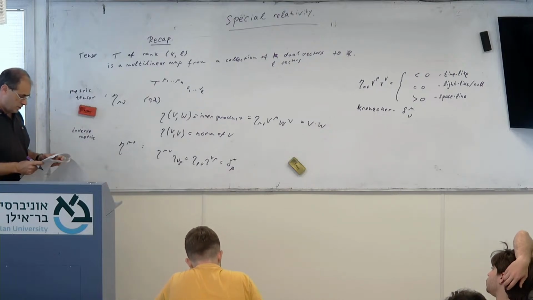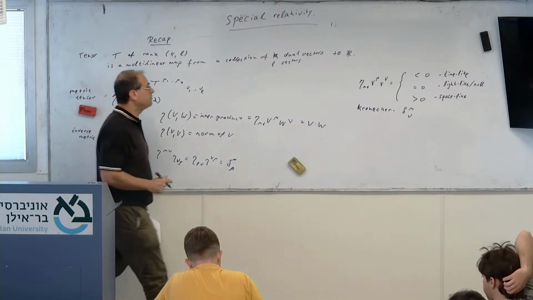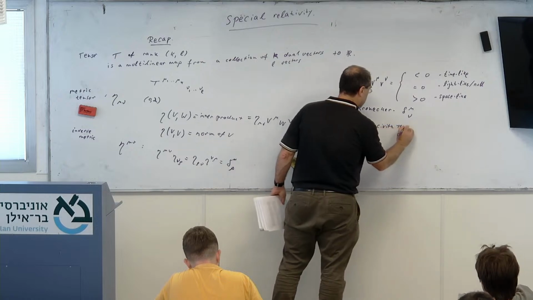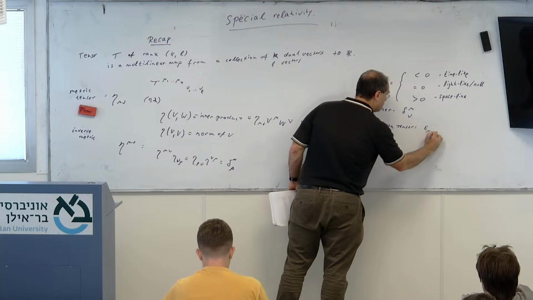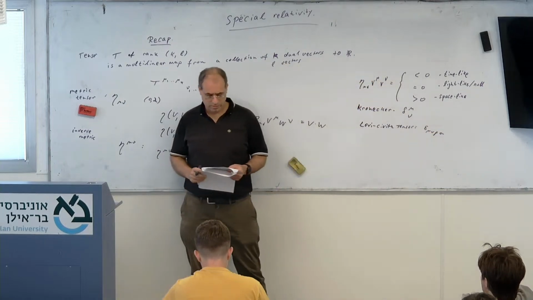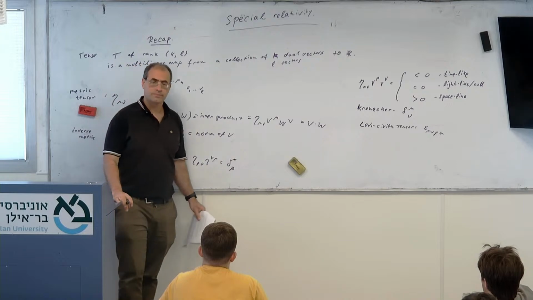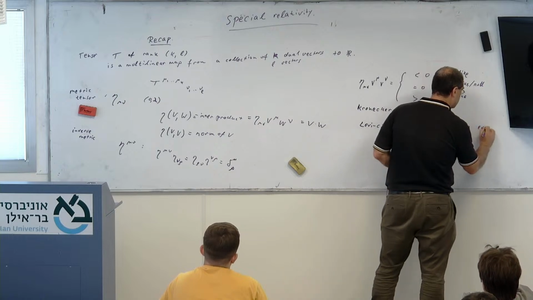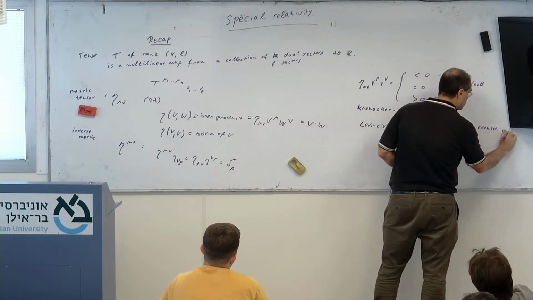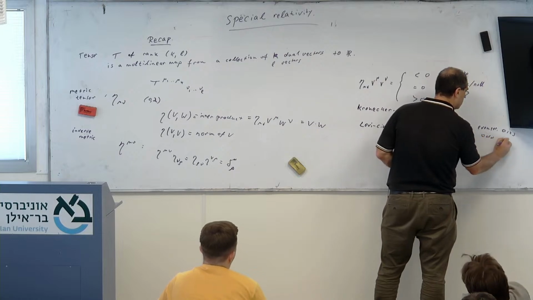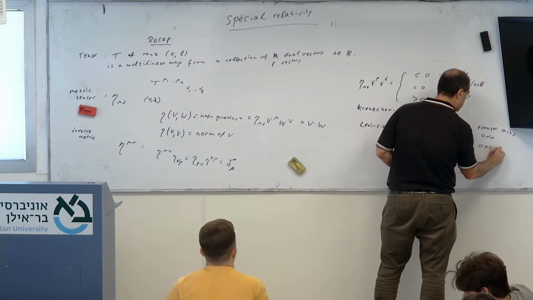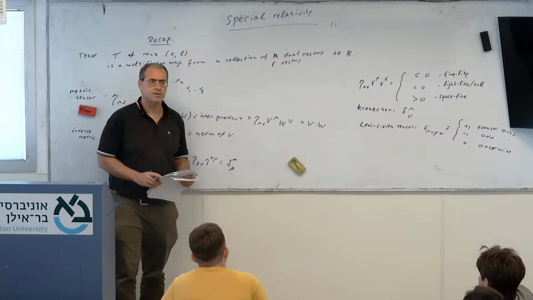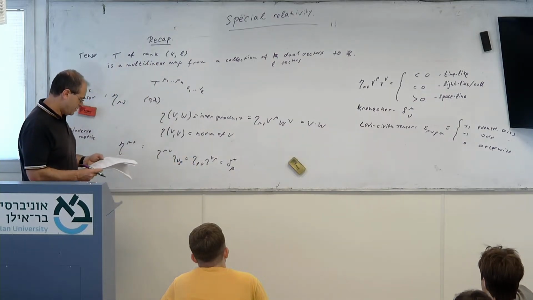Okay. Then the last tensor we introduced was the Levi-Civita tensor, epsilon mu nu rho sigma, which was what? Plus 1 for an even permutation of 0, 1, 2, 3, minus 1 for an odd permutation, and 0 otherwise. You've seen that before, right? Maybe not in 4 dimensions, but it doesn't matter. It's the same idea.